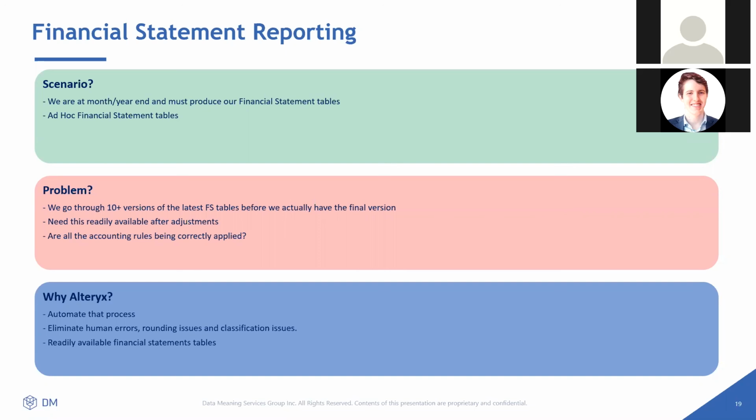So as I mentioned, in Alteryx you can define your business rules, and then at the end of the day, you have the ability of just applying those rules and make sure that you have no human errors. So why Alteryx? Automate the process, eliminate human errors, rounding issues, or any type of accounting classification issues. And of course, you have your financial statement items readily available for you.